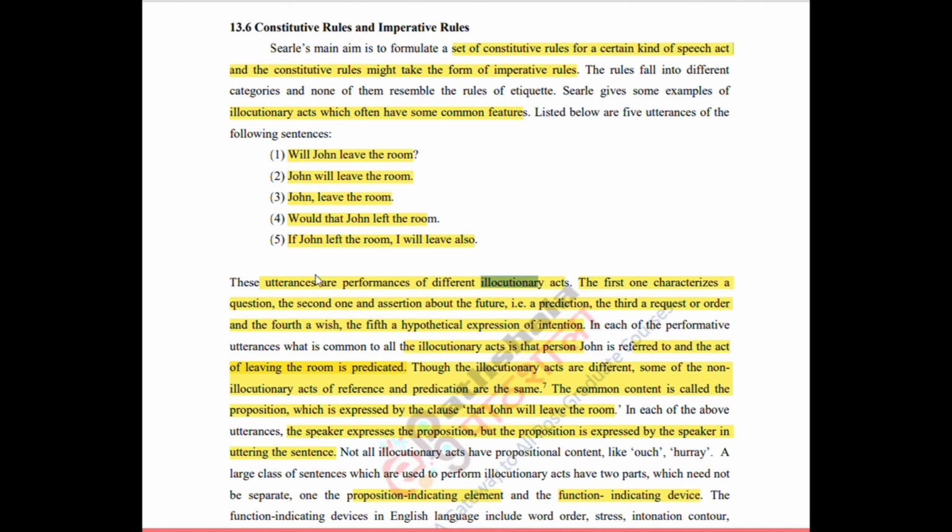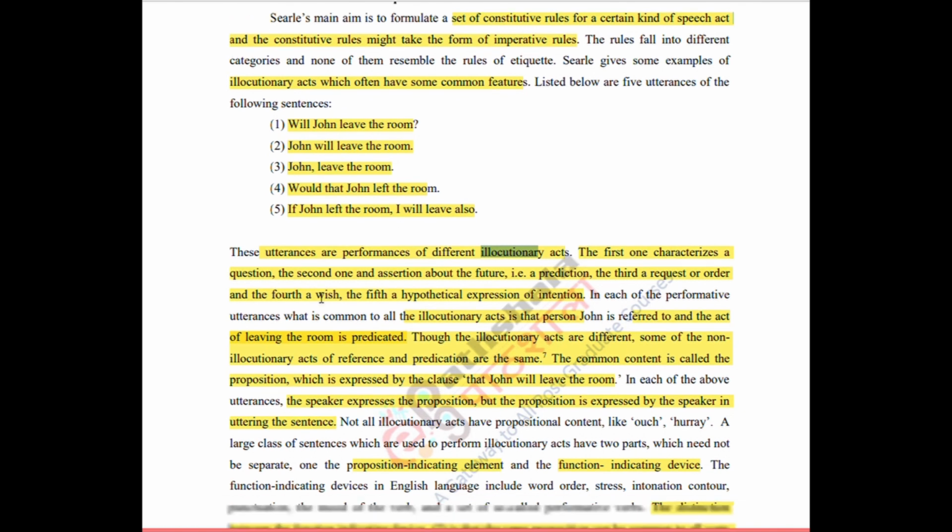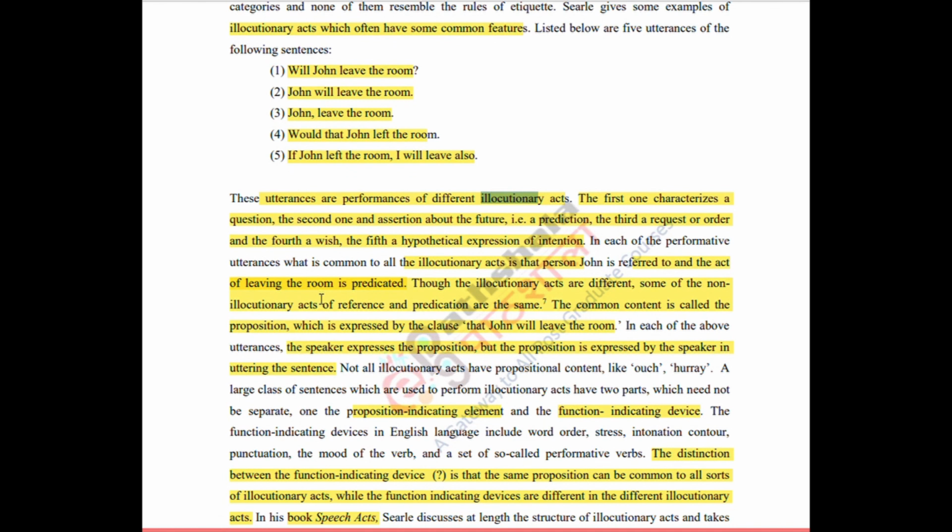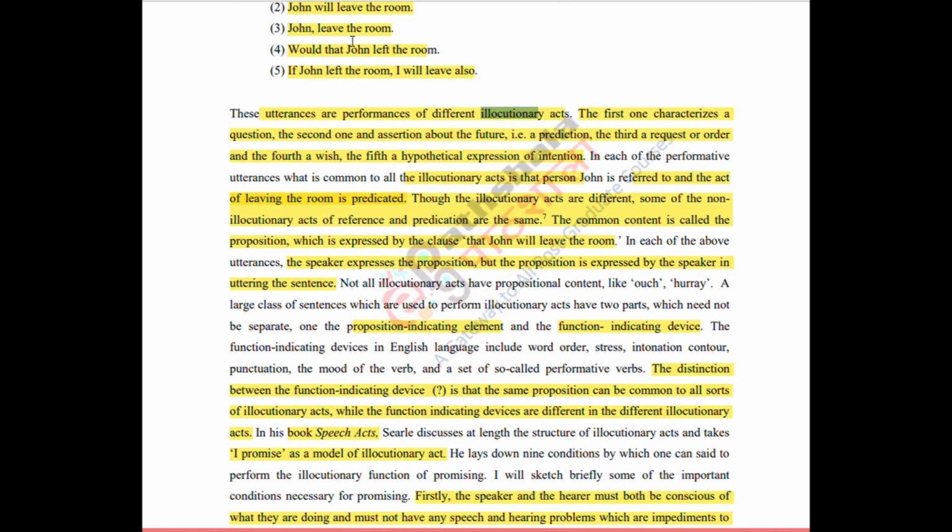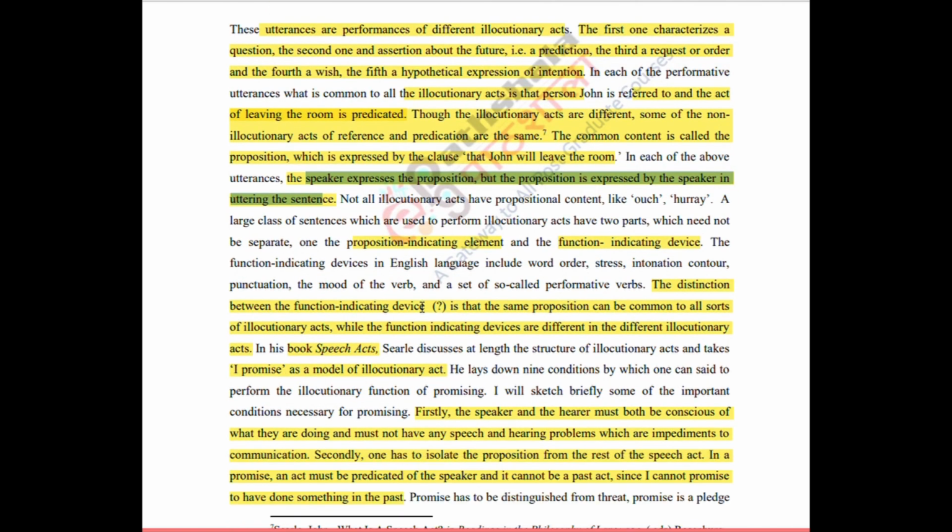We already know that the first one is a question, the second one is an assertion, like a prediction, and the third one is like a hypothetical expression. So an illocutionary act refers to the act that is something different by its expressions. The common content that you can see here is called the proposition, and the speaker is expressing the proposition, but the proposition is expressed by the speaker in uttering the sentences.